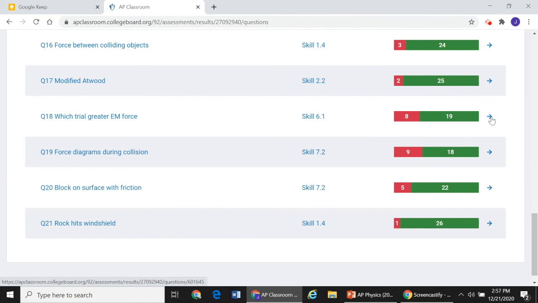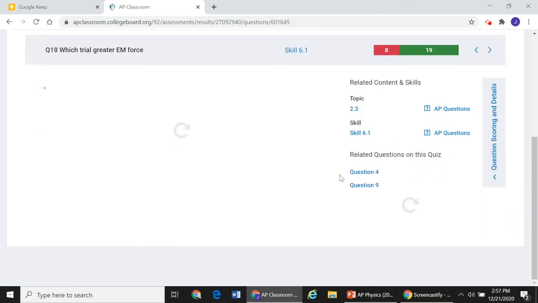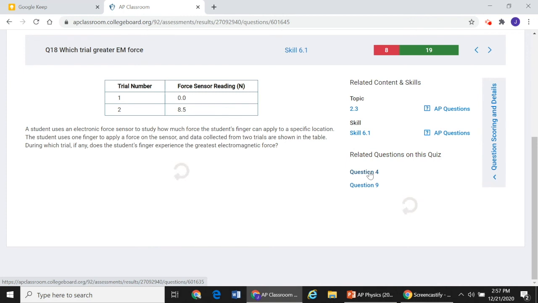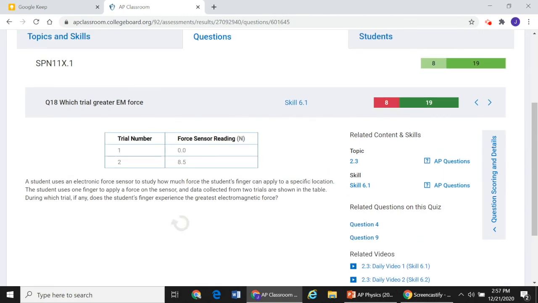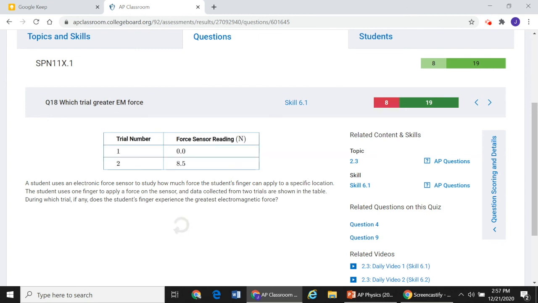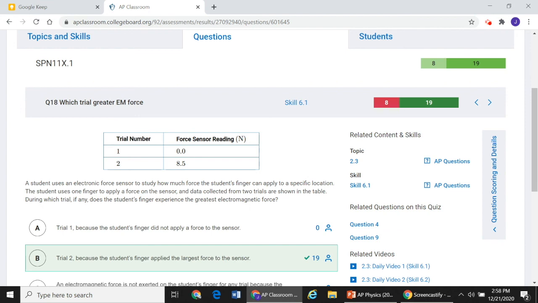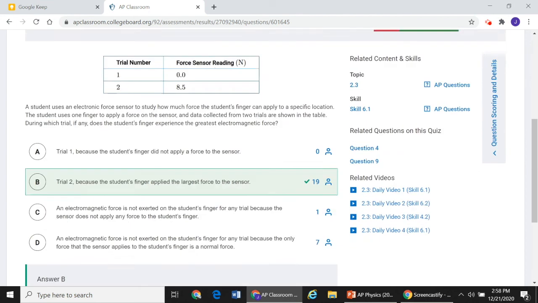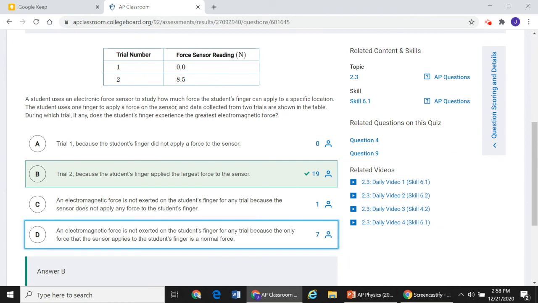And we'll just review 18 and 19. 18 says, which trial is there a greater electromagnetic force? Now, we haven't talked about electromagnetic force really at all yet, but most of you got this one right. It says a student uses an electronic force sensor to study how much force the student's finger can apply to a specific location. The student uses one finger to apply a force on the sensor, and data collected from the two trials is shown in the table. During which trial, if any, does the student's finger experience the greatest electromagnetic force? Seven of you picked that an electromagnetic force is not exerted on the student's finger in any trial, because the only force that the sensor applies to the student's finger is a normal force.